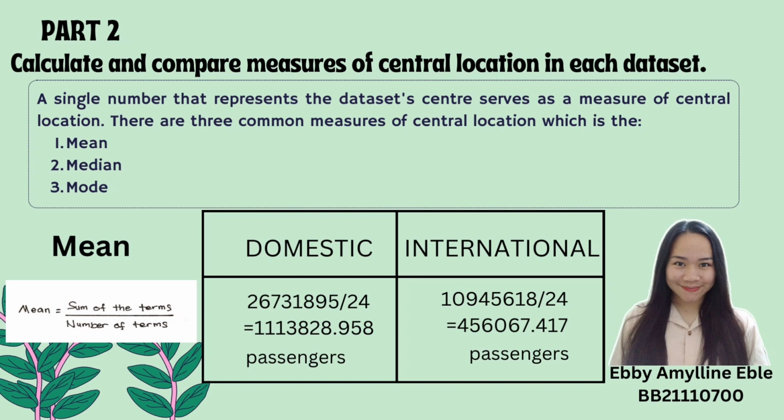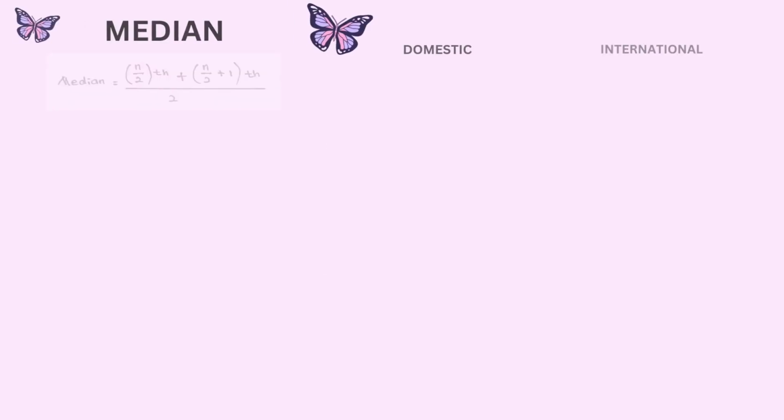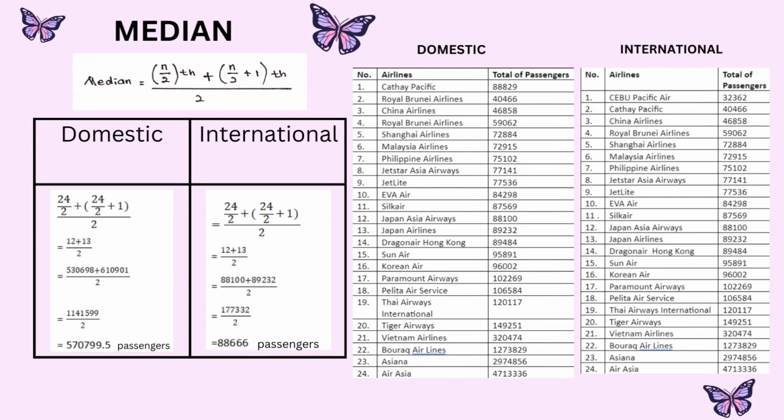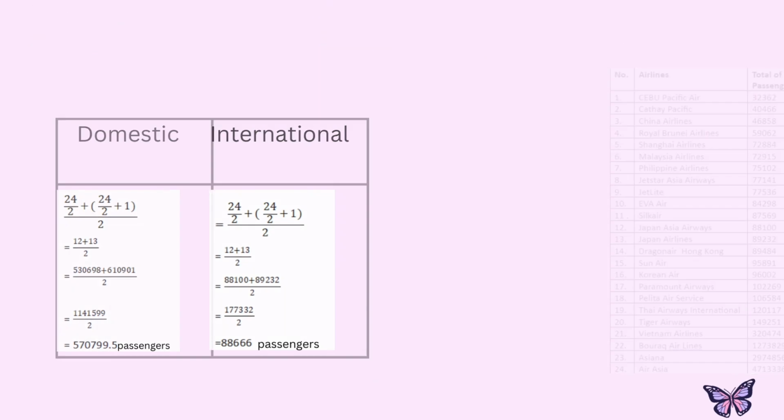So the mean for domestic is 1,113,828.958, while the mean for international is 456,067.417. We can find the median by using the formula given. In this question, we need to sort the data in ascending order before calculating the median. So the median for domestic is 570,799.5 passengers, while it is 808,666 passengers for the international.